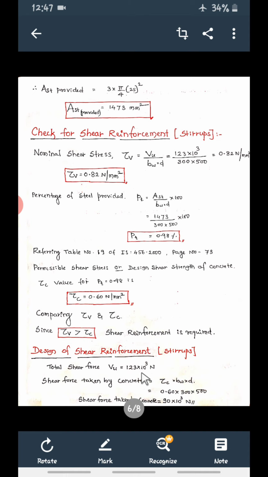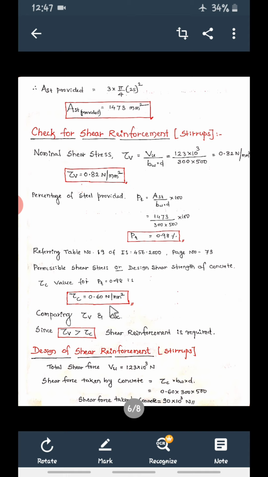This is the total shear force coming on the beam. Out of this total shear force, some amount of shear force will be taken by concrete. How much will the concrete take? Tau C into B D. That is tau C into B W into D.